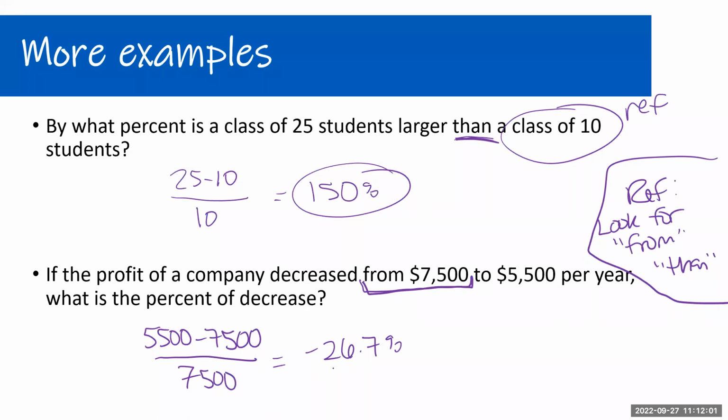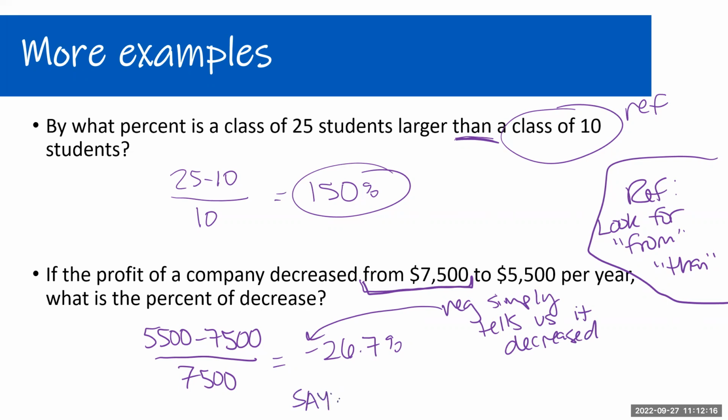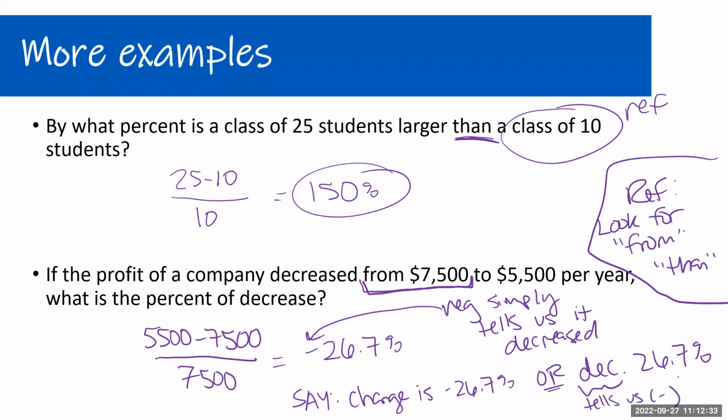Don't worry about the negative. That negative simply tells us it decreased. So you could say the change is negative 26.7%, or you can say it decreased 26.7%, because that decrease tells us it's negative. So you can kind of see how that works.